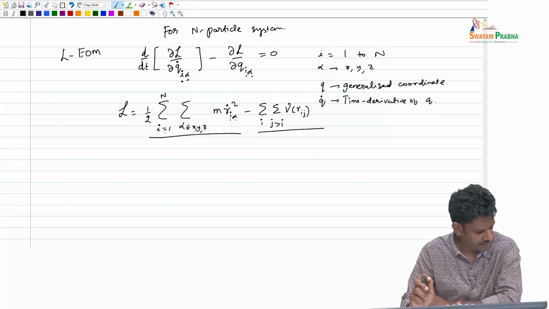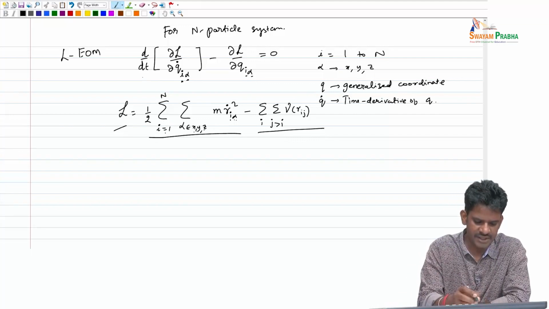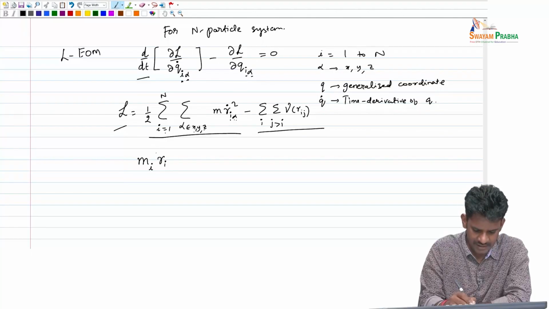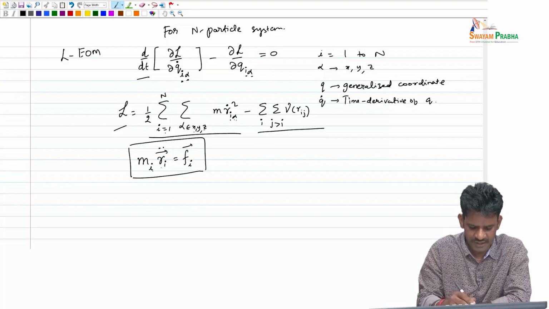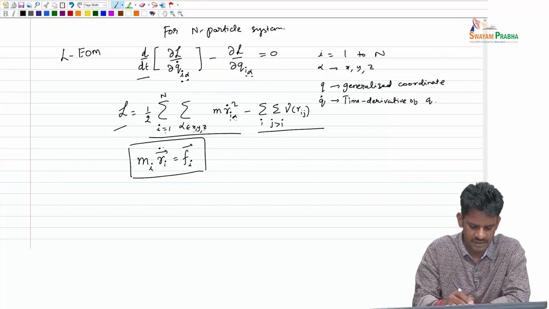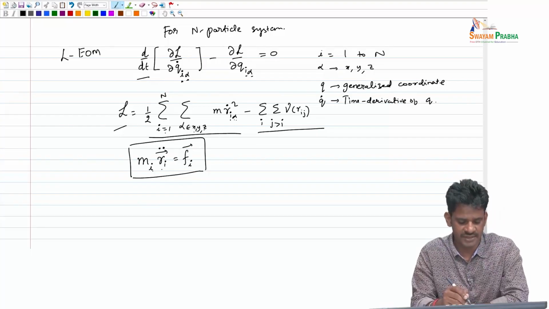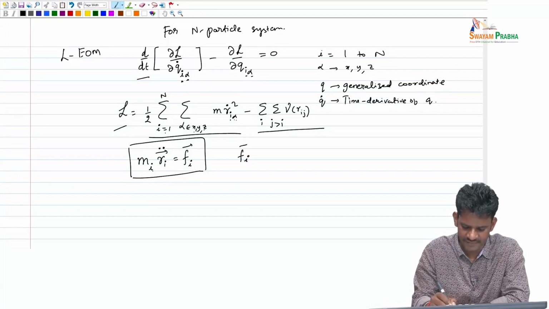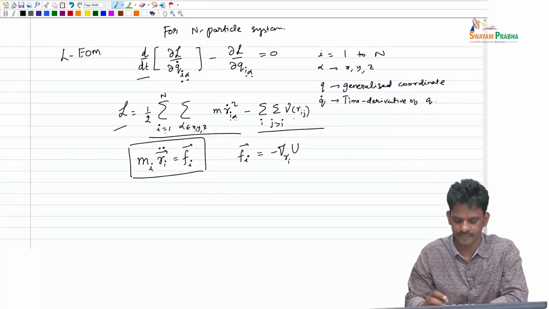When you use this particular formulation of the Lagrangian and this equation of motion, you can show that the equation of motion is m_i times r_i vector double dot equals F_i. So now we are writing everything in a vectorial form. For each particle i, there is an equation of motion: mass times the acceleration, the second time derivative of the position, should be equal to the force, and this force F is a vector, given as the negative gradient of the potential energy V.